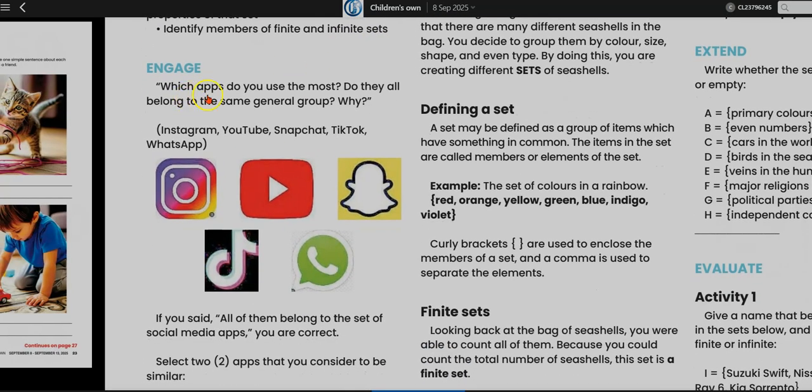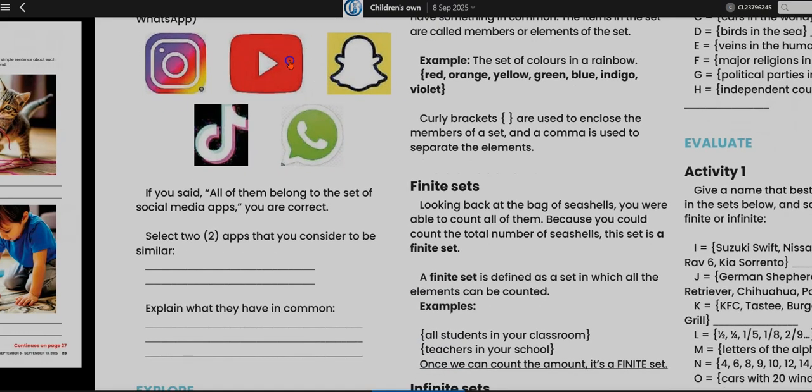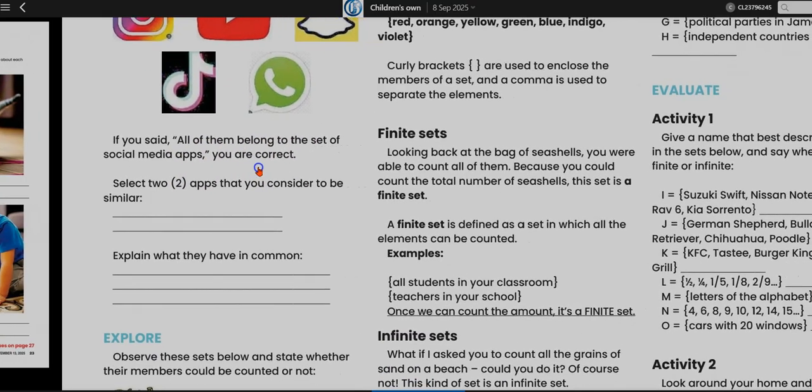Engage. Which apps do you use the most? Do they all belong to the same group? Why? So we have Instagram, YouTube, Snapchat, TikTok, and WhatsApp. If you said all of them belong to the set of social media apps, you are correct.